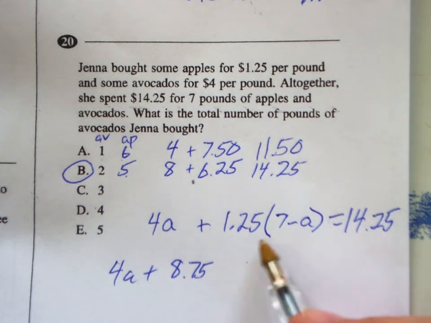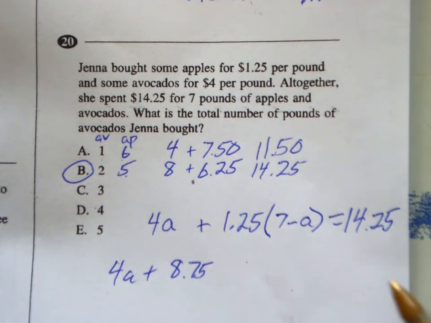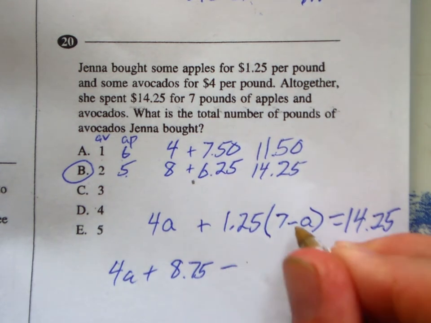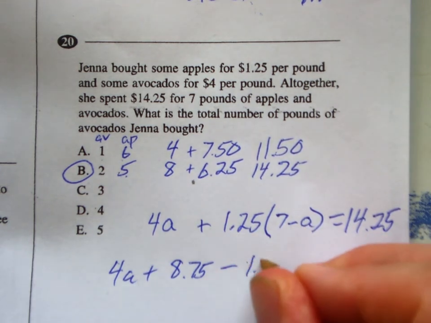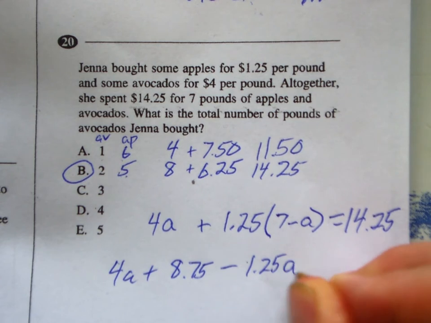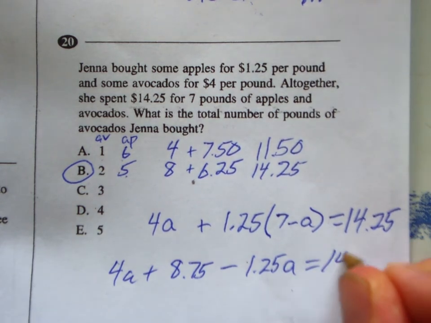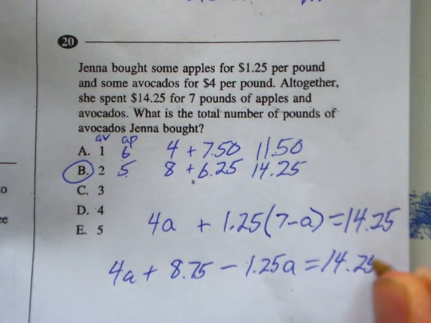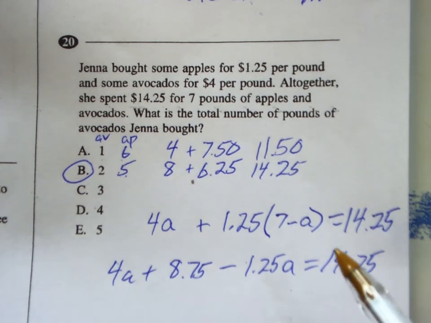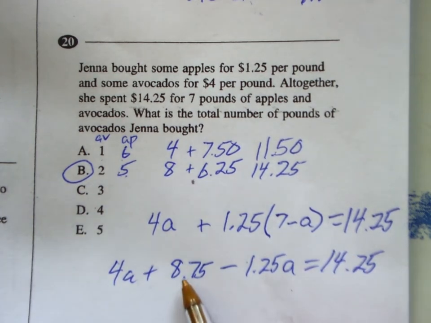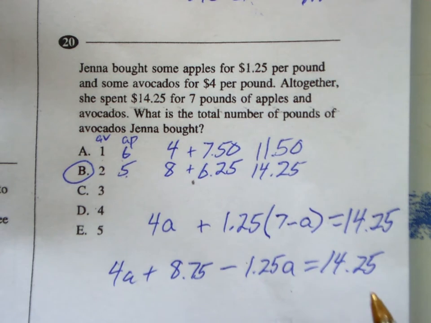I'm just doing quarters. 7 quarters is $1.75. And I add that to 7. Minus, because it's a minus, 1.25A equals 14.25. Okay, so I'm going to subtract this $8.75 from both sides.